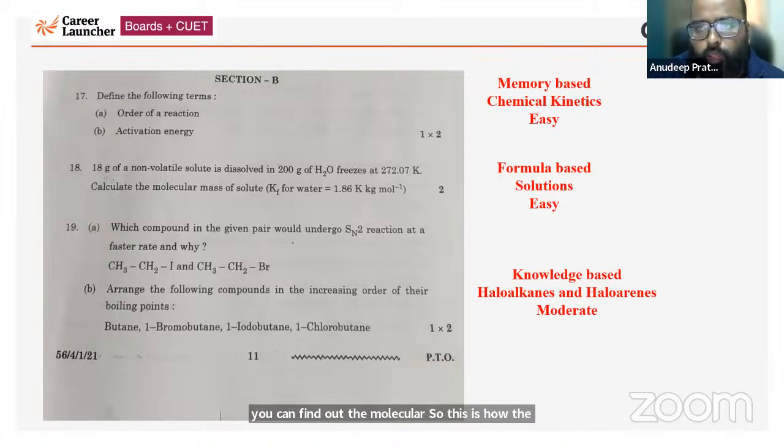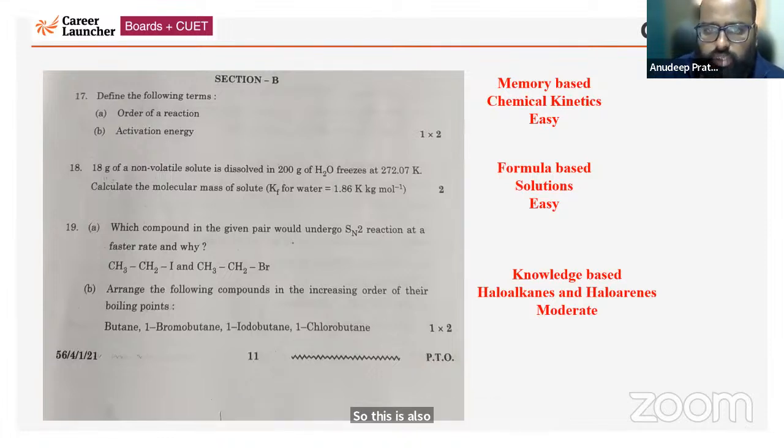If you know the formula, you can directly do this question. Okay, so I'll say this is an easy question. Okay, next one. Which compound in the given pair would undergo SN2 reaction at a faster rate and why? So this is also a knowledge-based question. In haloalkanes, haloarenes, we have discussed this type of questions.